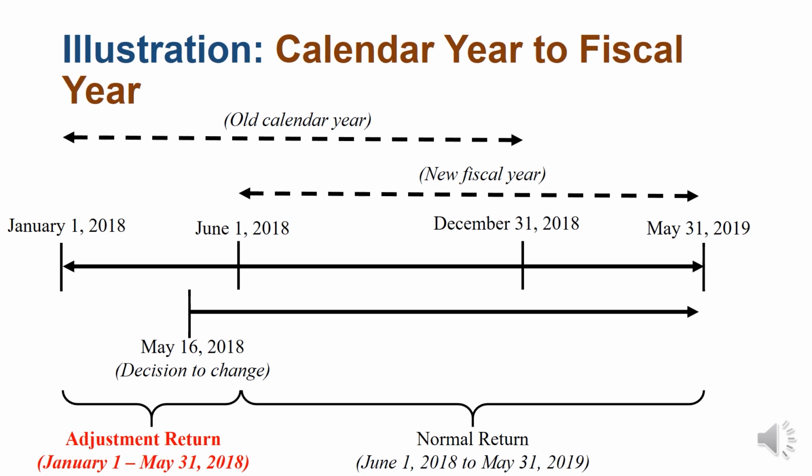Always remember, it is easy to memorize because you just need to count from the start of the old calendar year to the start of the new fiscal year. So the start of the old calendar year was January 1, and the start of the new fiscal year was June 1. So therefore, we will end on May 31. That's it.